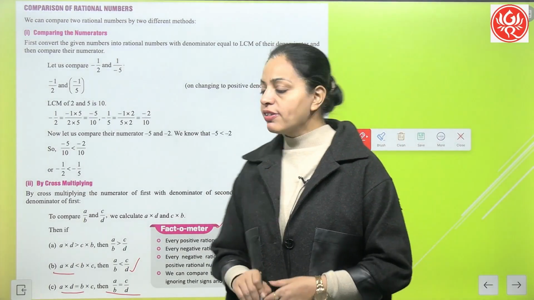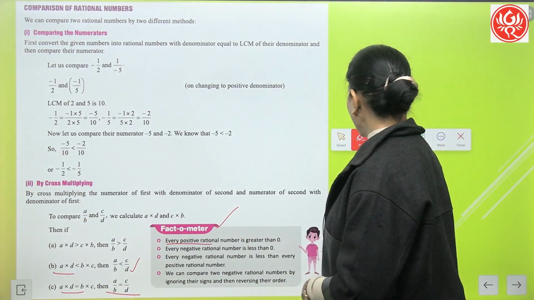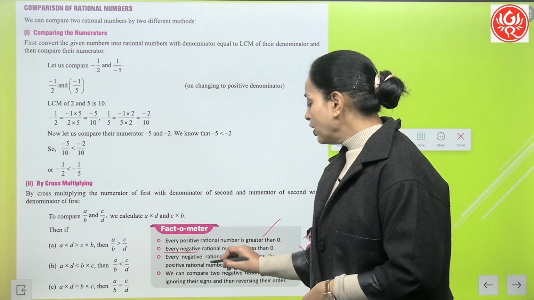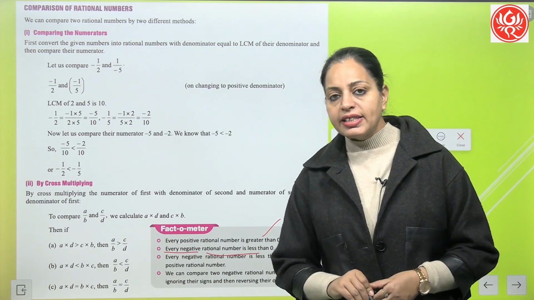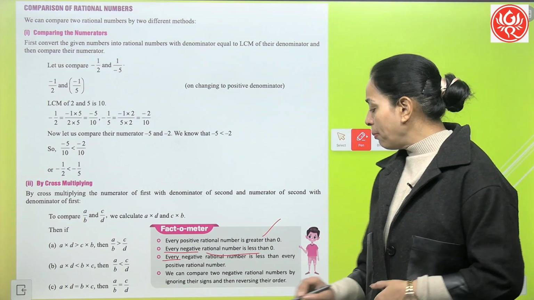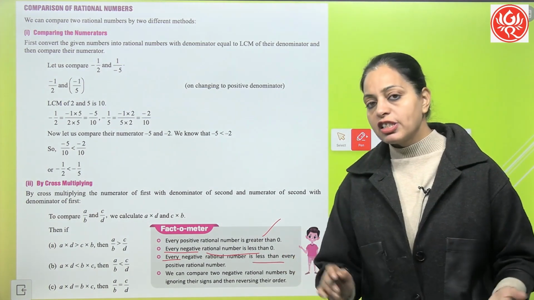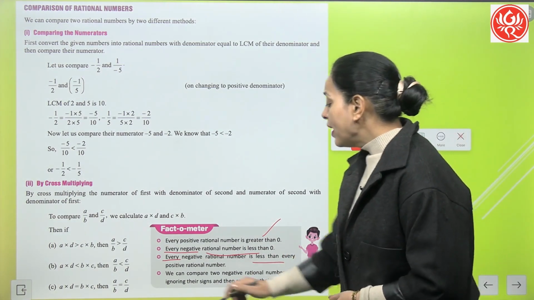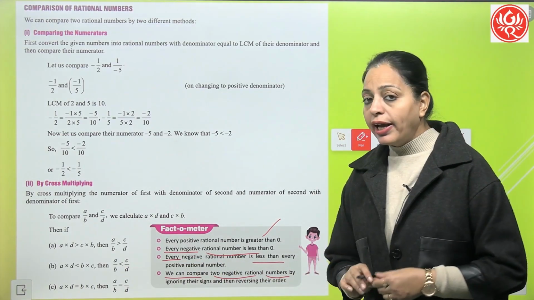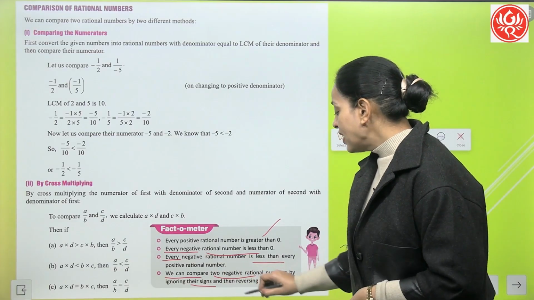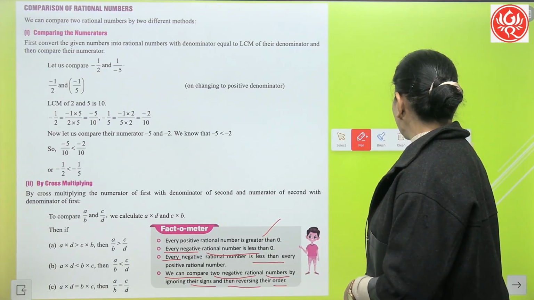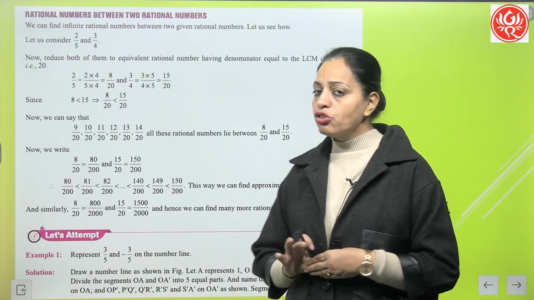Now the fact-o-meter. Every positive rational number is greater than 0. We know very well, every negative rational number is less than 0. The next point, every negative rational number is less than every positive rational number. We know that. And we can compare two negative rational numbers by ignoring their signs and then reversing their order. So I hope these points are clear to you.